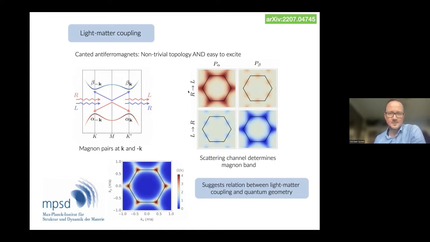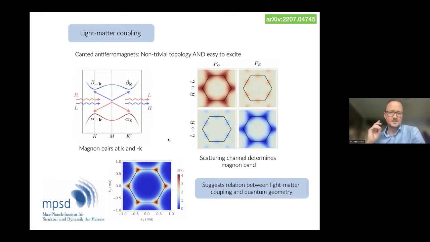And what you see is that if you do the R to L process, predominantly you excite magnon pairs in the lower band, whereas in the opposite case, L to R, it's vice versa. You predominantly excite magnons in the upper band. The reason for that is that you can think of these topological magnons as having some kind of orbital angular momentum, or orbital magnetization, I should say. And basically this gets imprinted onto the photons.